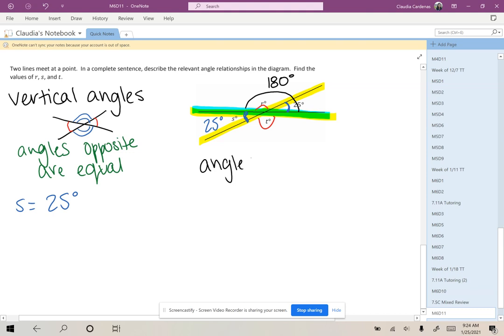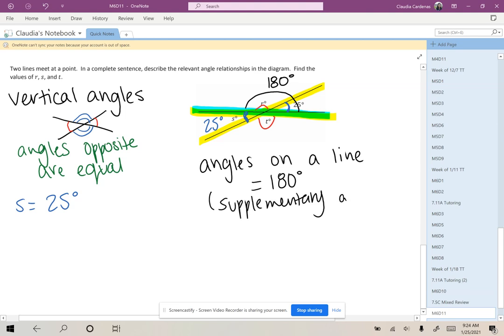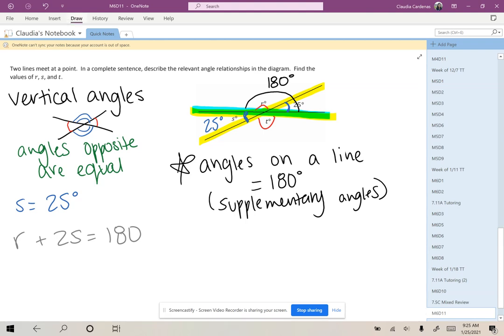Let's write that down. Angles on a line equal 180 degrees. We also call these supplementary angles. We have already written these vocab words down before, but it's always good to keep writing them down to help our memory. So I can write an equation to show that these two angles have to add up and equal 180 degrees. R plus 25 has to equal 180 because they are the two angles on this straight line.